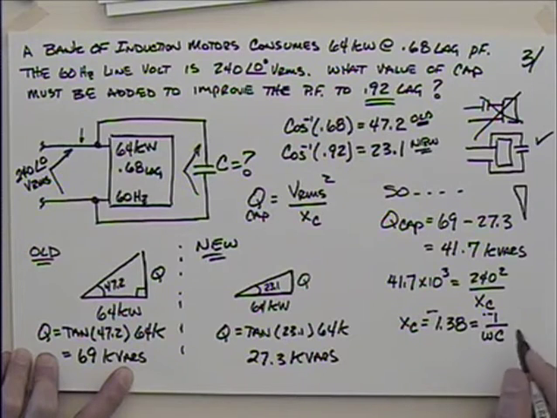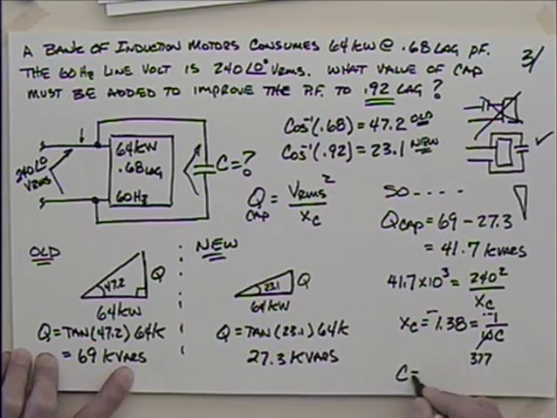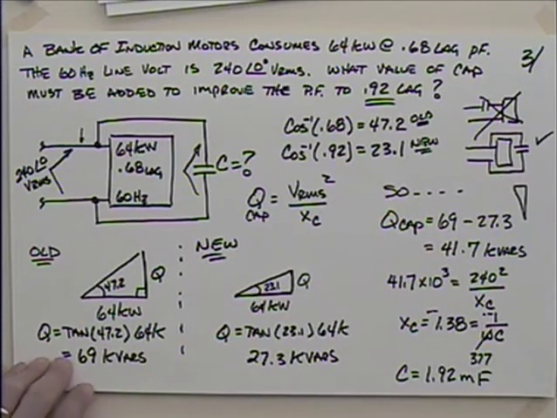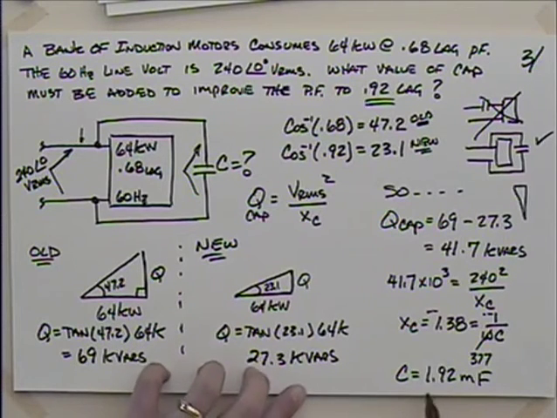So now I could say that omega turns out to be, with 60 hertz, 377. So what does C turn out to be? If you run through the numbers, you get 1.92 millifarads, with a little m. So that's the value of the capacitor that you'd have to put on there.